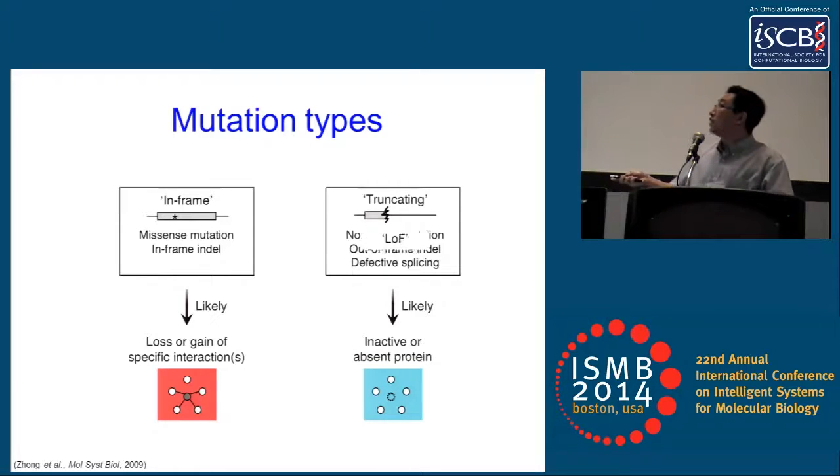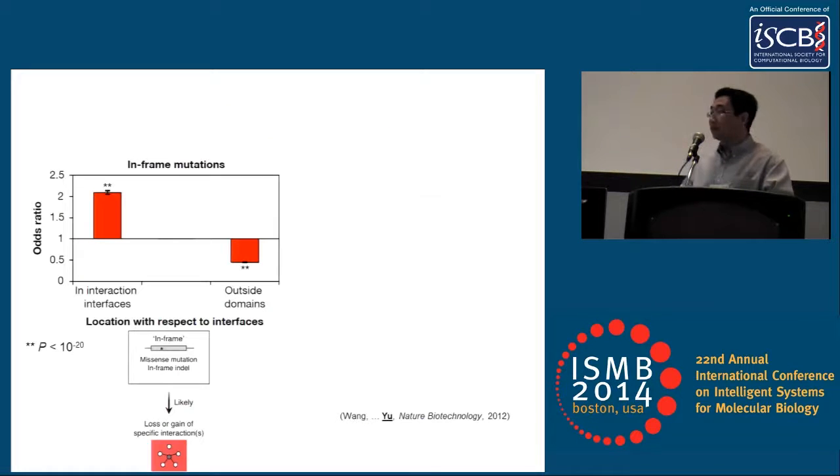In fact, in the literature, in many high-profile publications, these are often called LOF alleles, corresponding to complete loss of function, right? You lose the whole protein product. So for now, let's focus on the in-frame mutations because these seem to be more specific and more interesting. But we'll come back to these LOF alleles later in my talk.